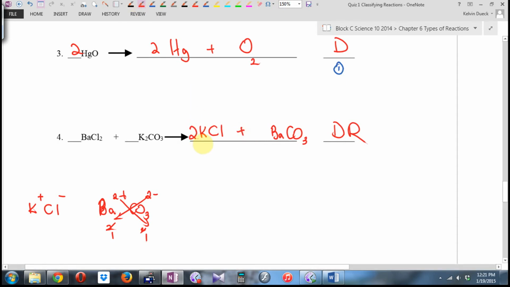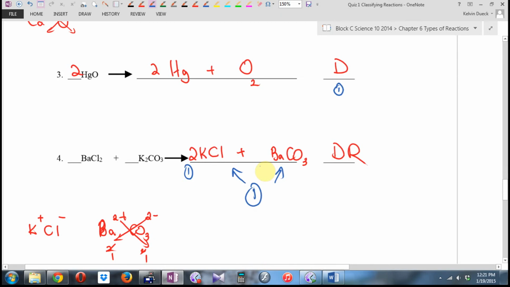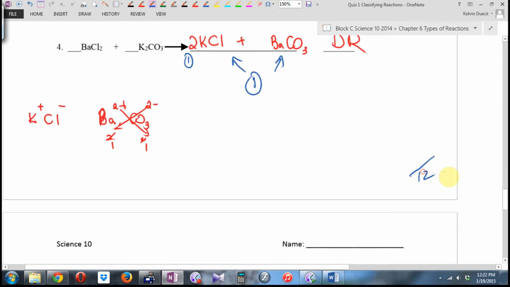Well, I'm going to need 2 potassiums. That gives me 2 chlorines as well, which I needed on the left, and 1 barium. So 1 mark for the 2, half mark each for the products for a total of 1. But if you put the BaCO3 first, nonetheless, 2 KCl, that's fine. So this is out of 3 marks each. This page is out of 12.